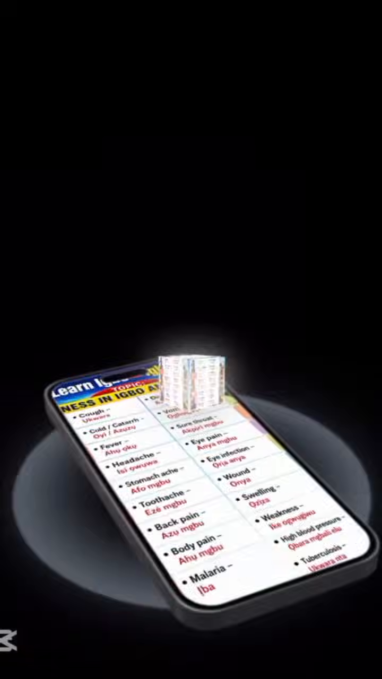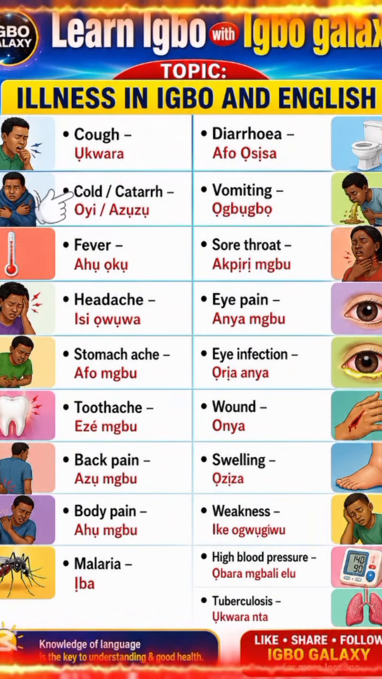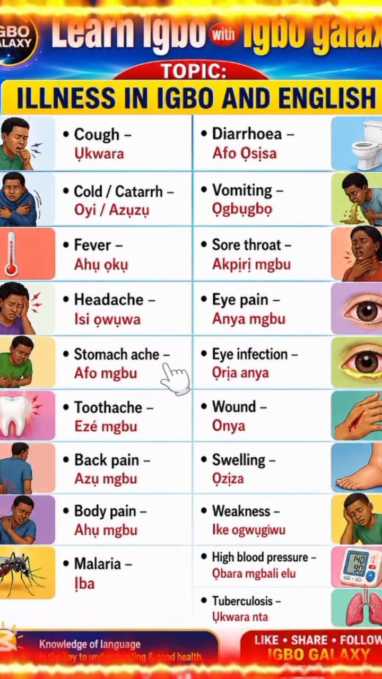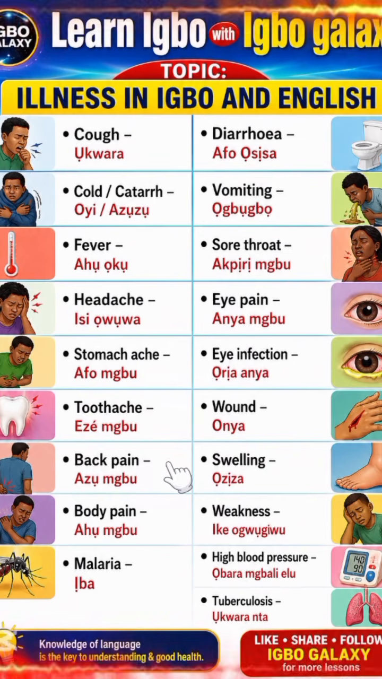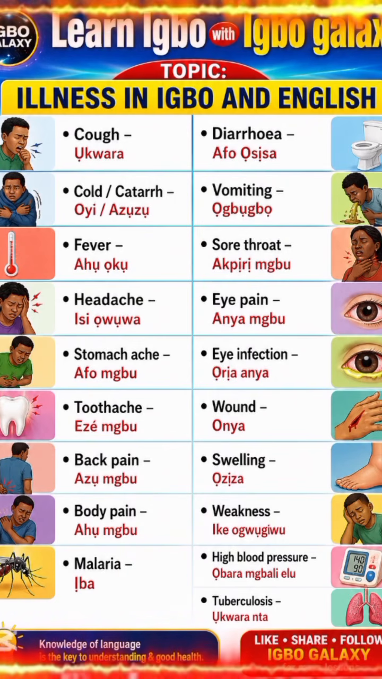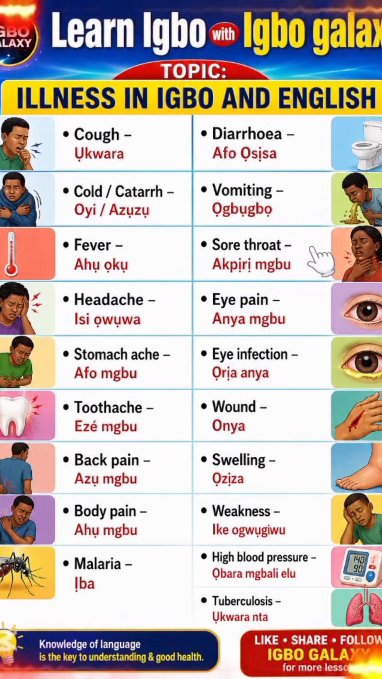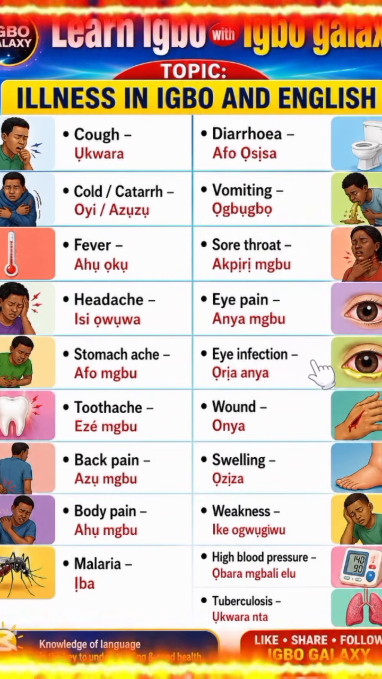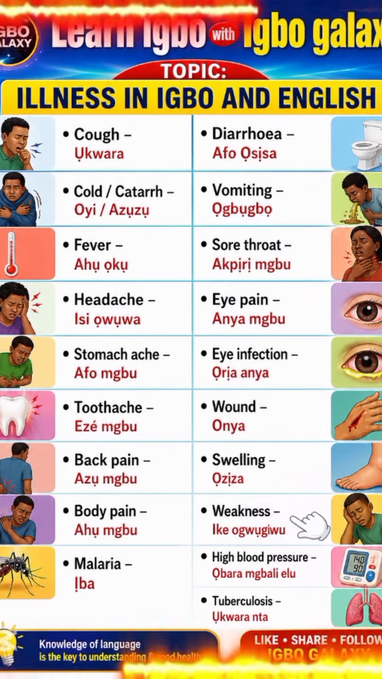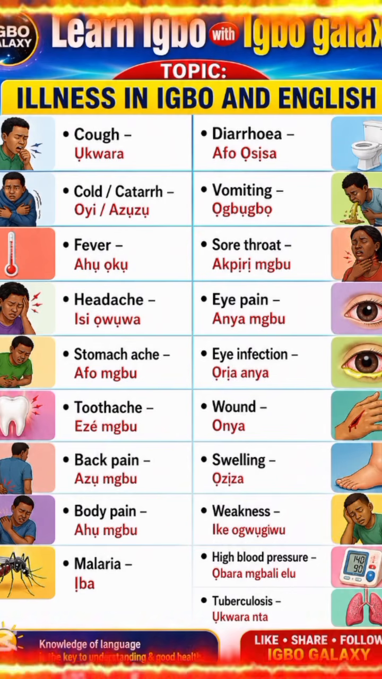Let's begin. Kanibido. Cough, ụkwara, cold, oyi, catarrh, azụzụ, fever, ahụ ọkụ, headache, isi ọwụwa, stomach ache, afọ mgbu, toothache, eze mgbu, back pain, azụ mgbu, body pain, ahụ mgbu, malaria, ịba, diarrhea, afọ ọsịsa, vomiting, ọgbụgbọ, sore throat, akpịrị mgbu, eye pain, anya mgbu, eye infection, ọrịa anya, wound, ọnya, swelling, ọzịza, weakness, ike ọgwụgwụ, high blood pressure, ọbara mgbali elu, tuberculosis, ụkwara nta.